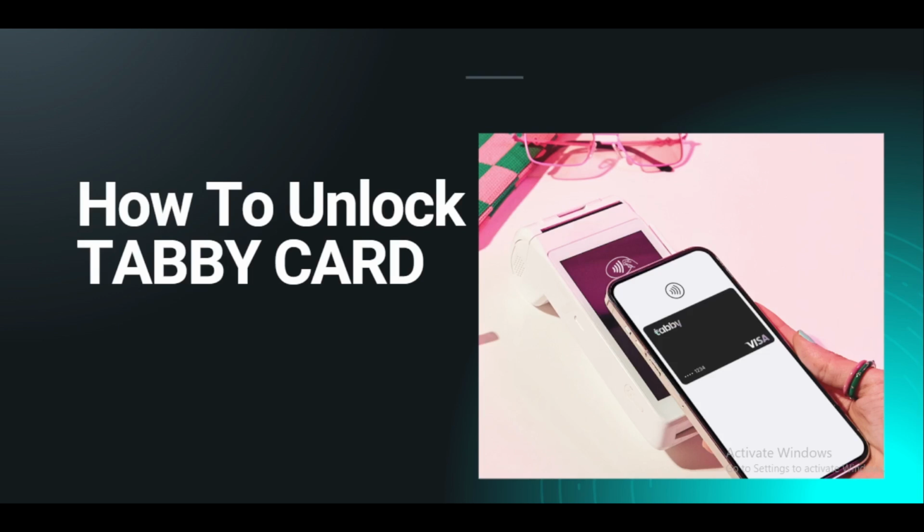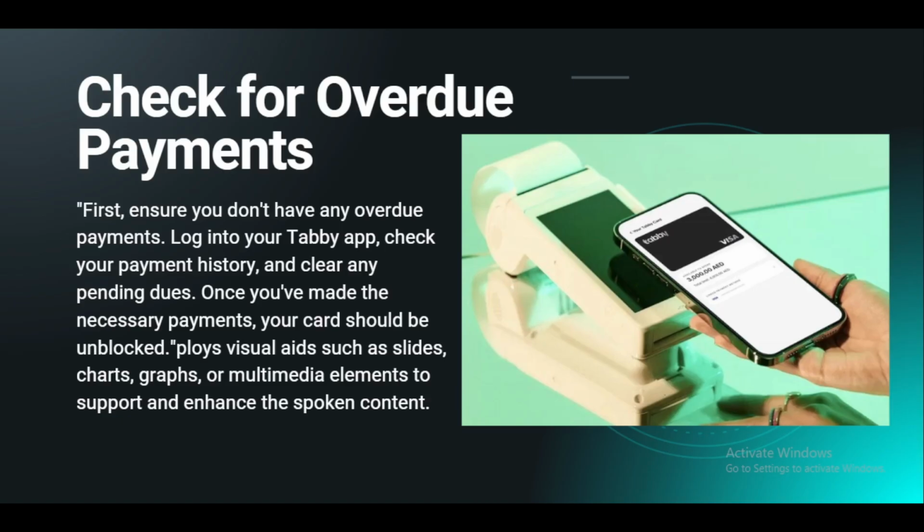First, check for overdue payments. Ensure you don't have any overdue payment. Log into your Tabby app, check your payment history, and clear any pending dues. Once you have made the necessary payment, your card should be unblocked.